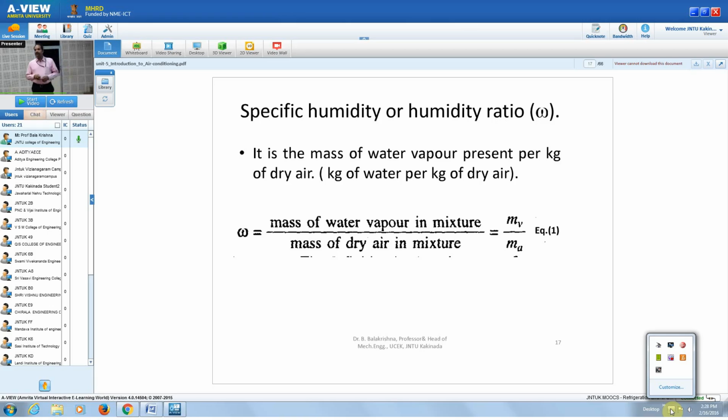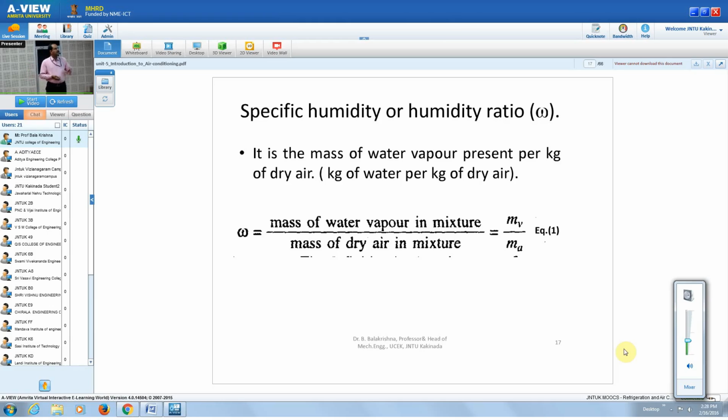Then the specific humidity or humidity ratio. This is the mass of water vapor present per kg of dry air. That means if you take 1 kg of dry air, then what is the water content in that? That is called the specific humidity or the humidity ratio. It is the ratio of the mass of water vapor in the mixture to the mass of dry air in the mixture. Simply mv, the mass of water vapor, by ma, that is the dry air. It is equation 1. Next slide.